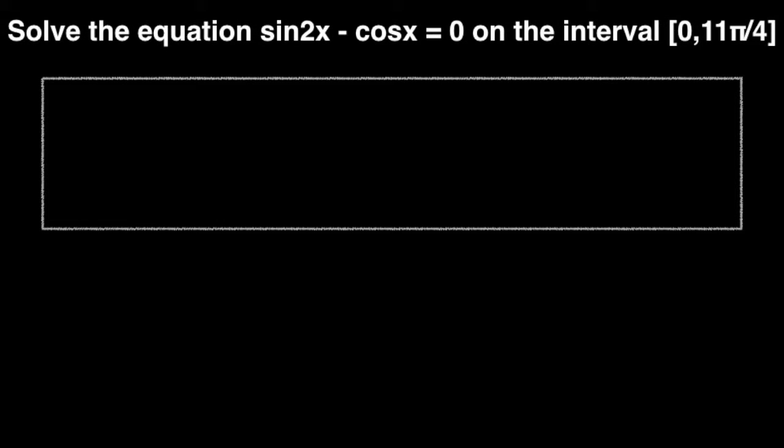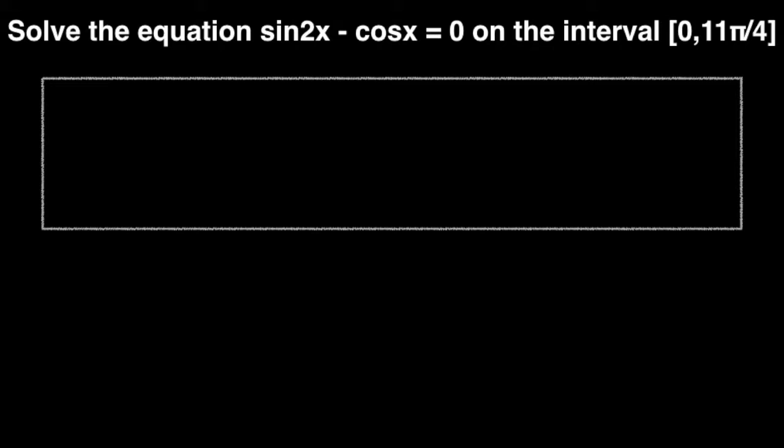Now let's look at another type of trig identity question. Let's try to solve the equation sine 2x minus cosine x is equal to 0 on the interval 0 to 11 pi over 4. Remember, whenever the question asks on the interval or on a specific interval, and they don't say to look for the general solution or all the values of x that make this statement true, you want to remember that you are on a restricted, specific interval. In this case, we have 0 to 11 pi over 4.